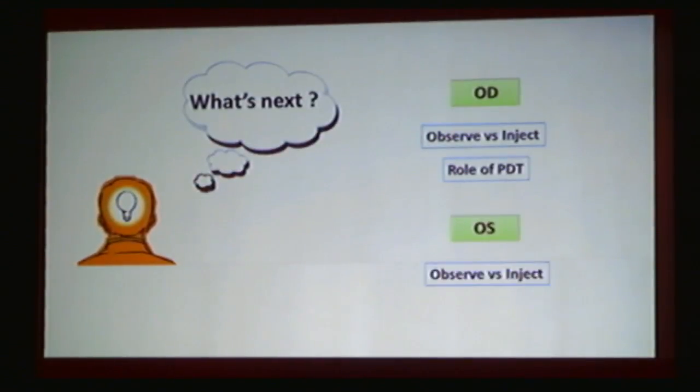So the question here is, in the right eye, whether to observe or treat, because the patient has a vision of 6/9, and if we treat, what is the role of PDT here? And in the left eye, whether to observe or inject, since the patient is 2/60 in the left eye.